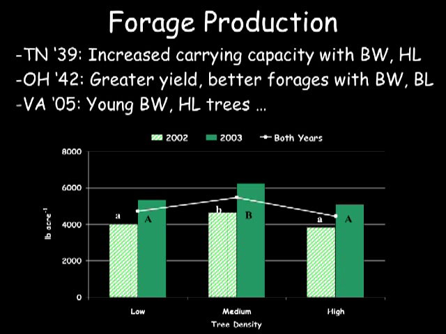So this study, there have been a few studies, and then there's a pretty big gap in the literature. From the 39 and 42, research in Tennessee and Ohio showed that they had increased carrying capacity for livestock with black walnut or honey locust trees in the system. The Ohio research, they had better yield and better forages when they had black walnut or black locusts in the system. Then in 2005, we published these data that were with black walnut and honey locust trees, and this is the average forage productivity from these two different tree species across these different slope positions.